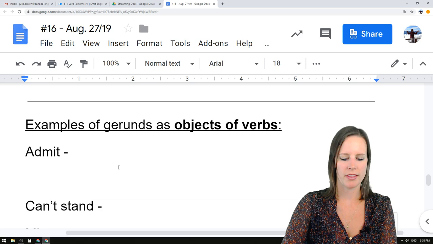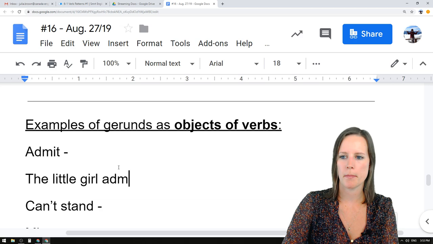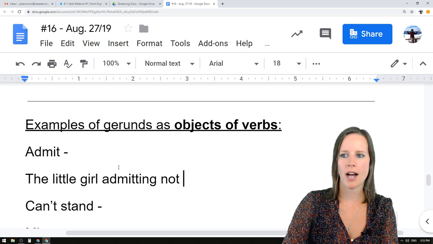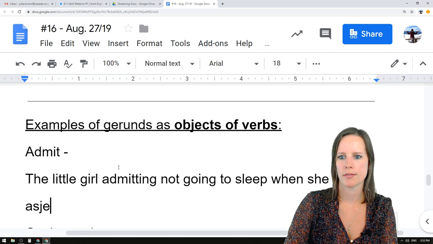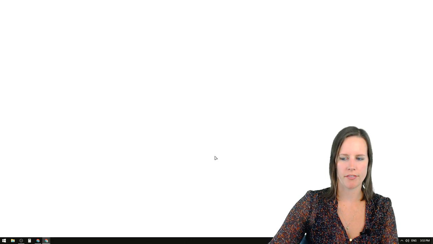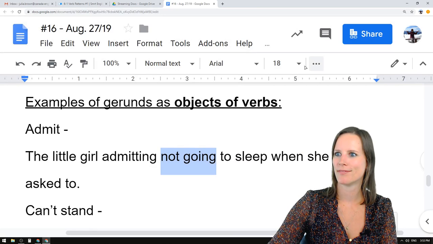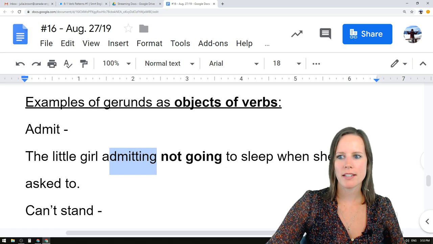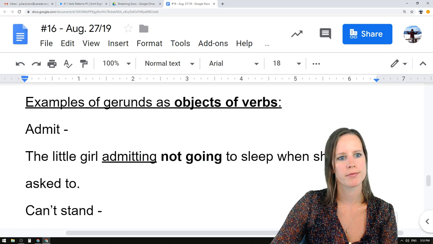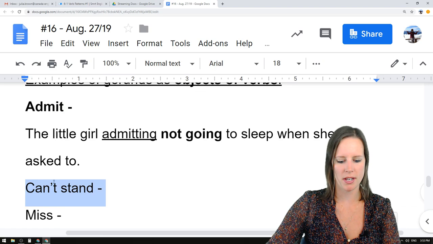For example, the little girl admitted not going to sleep when she was asked, for example. So negative gerund after, whoa, excuse me. Don't know what I did there, but that's okay. Admit, here is your verb one, so I'll underline it, okay? And negative gerund, okay? That's for admit. We'll do one example for each, since we're running out of time here.